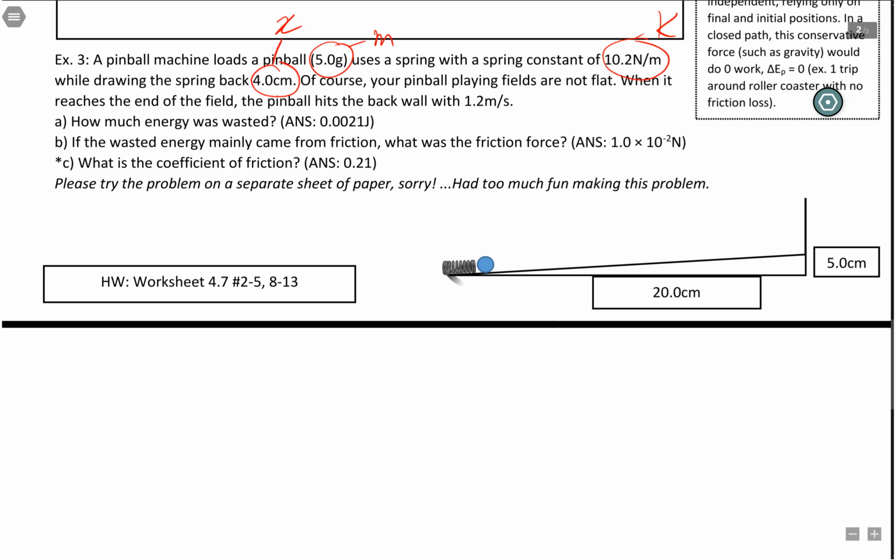Of course, your pinball playing fields are not flat. When it reaches the end of the field, the pinball hits the back wall with 1.2 meters per second. This is some form of velocity. I am going to call this the final velocity at the very end. How much energy was wasted, and if the wasted energy mainly came from friction, what was the friction force?